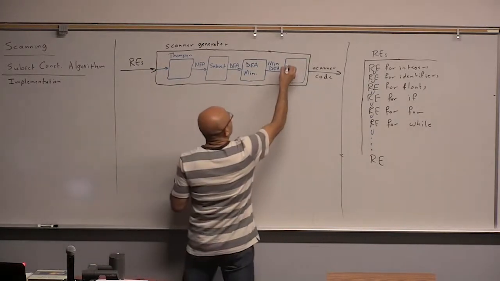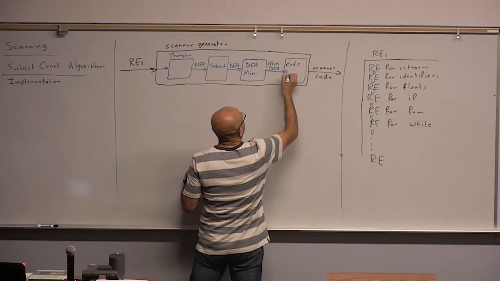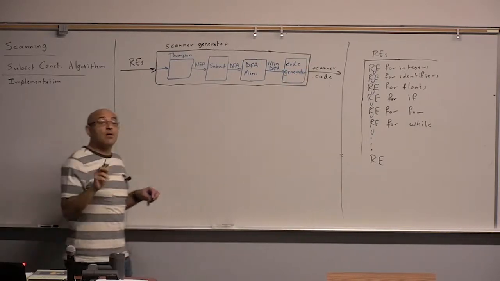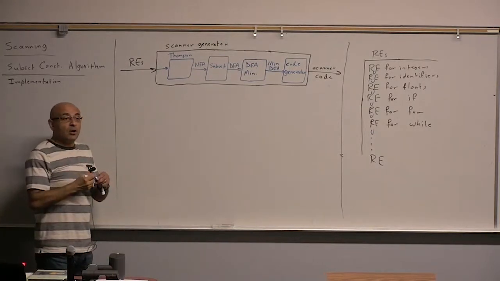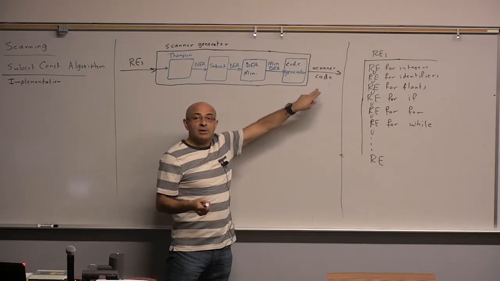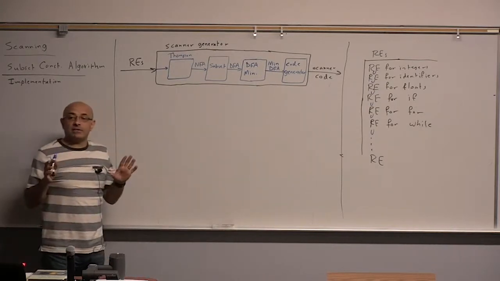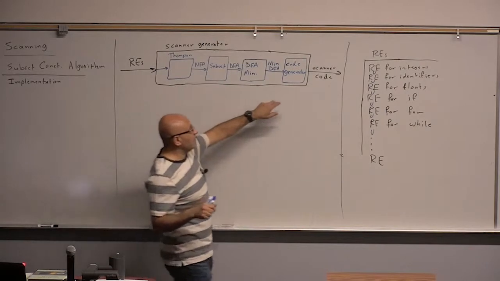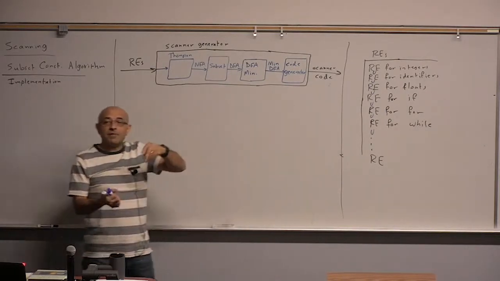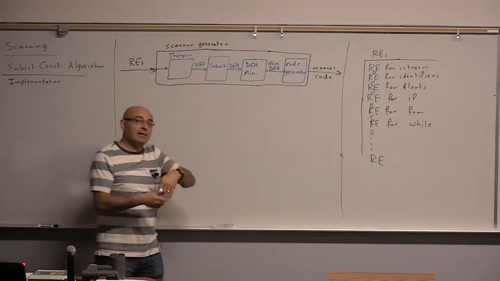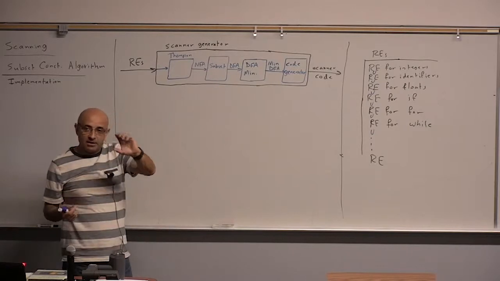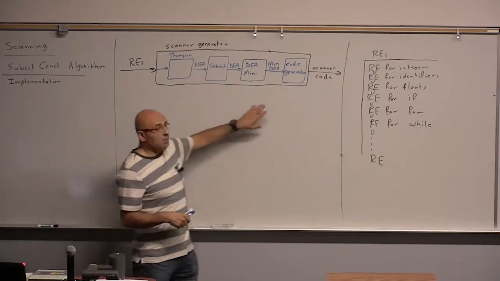So this is the code generator. Remember that this is not the compiler's code generator. All of this is only generating the scanner for us. So this is not the code generator of the compiler. This is only generating the scanner code. And the scanner code is going to be one of the many source files that constitute the compiler source code. So the scanner is only one stage in the compiler.